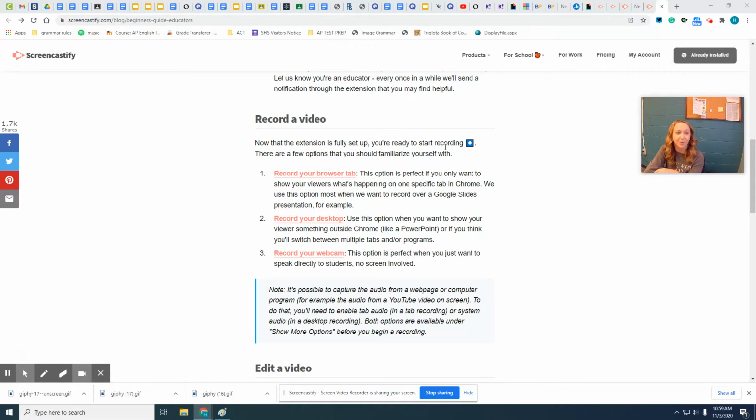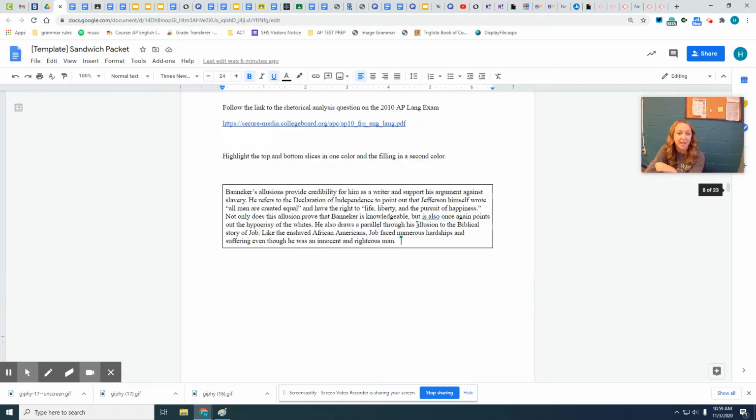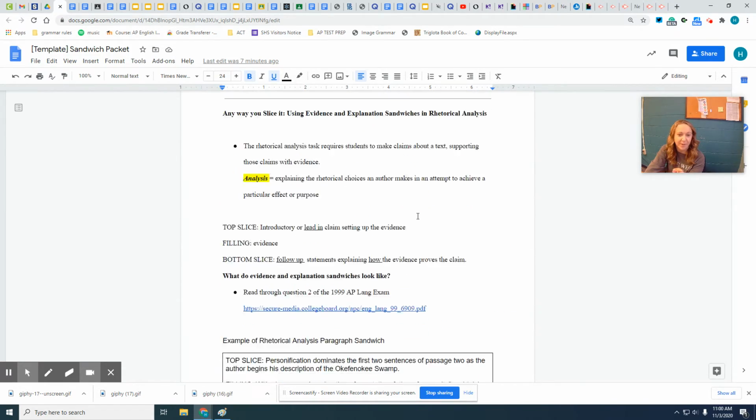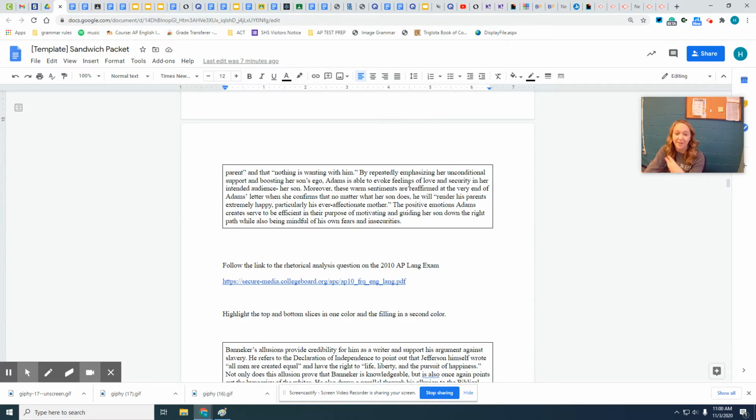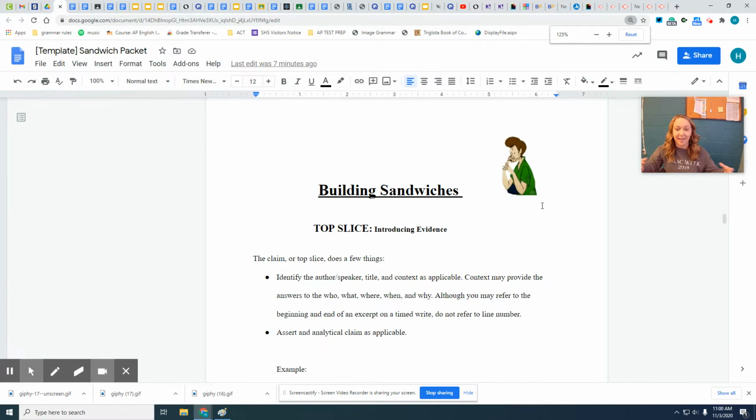I want to walk through the instructions for your sandwich packet part 4 that you're going to be doing today. So yesterday, you should have worked your way through part 3, where you looked at pieces of already written paragraphs, and we looked at claim, evidence, explain. You highlighted those. I introduced them as like the sandwiches themselves that you are building. And today you're getting a little more in depth for that.